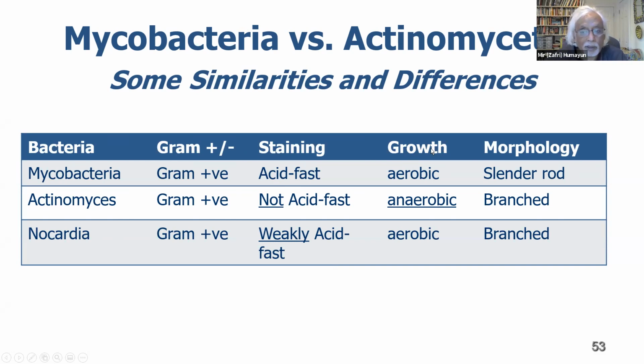Growth characteristic. Mycobacteria are always aerobic. Actinomyces is anaerobic. Nocardia is aerobic. Cell morphology. Mycobacteria, all of them, are slender rods. Actinomyces, branched cells. Nocardia, branched cells.